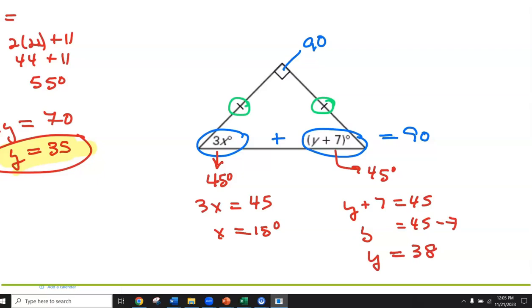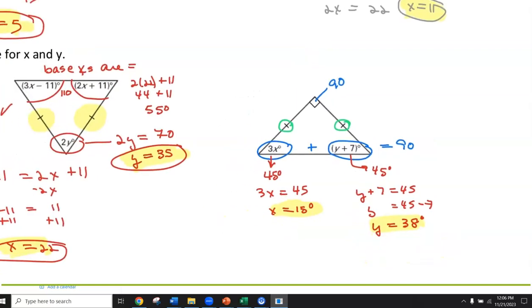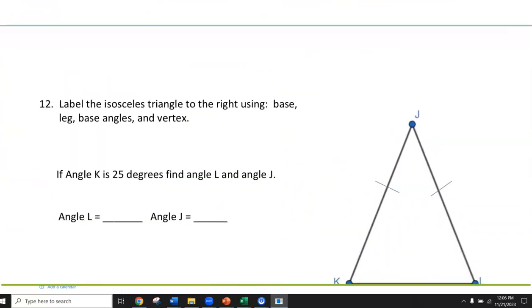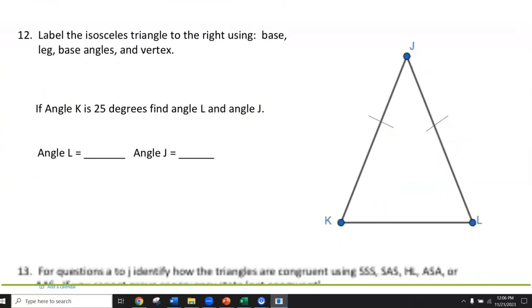Okay, so we've gotten our two answers. But I had to think through what I knew about isosceles triangles in order to get them. It's totally fine. Okay, let's keep going. Label the isosceles triangle to the right using base, leg, base angles, and vertex.